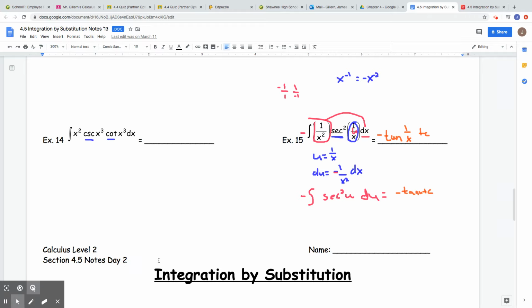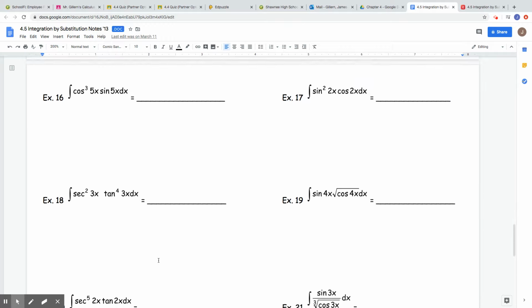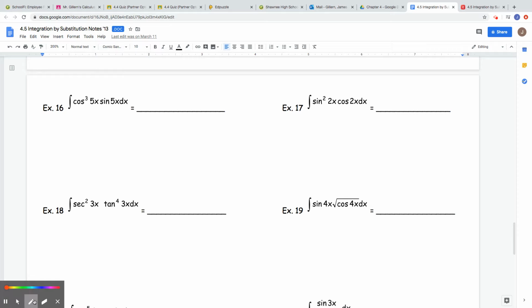So now we're going to do these problems here. And if you notice, almost all of them have multiple trig functions in them. For this first example, we have a cosine and we have a sine. What I want you to notice is that for the cosine, the power is 3. For this one, the power is 1. They're not the same. If they were the same, then we would probably make u 5x, whatever comes after the trig functions. They are not the same, so we're not going to make it what comes after it.